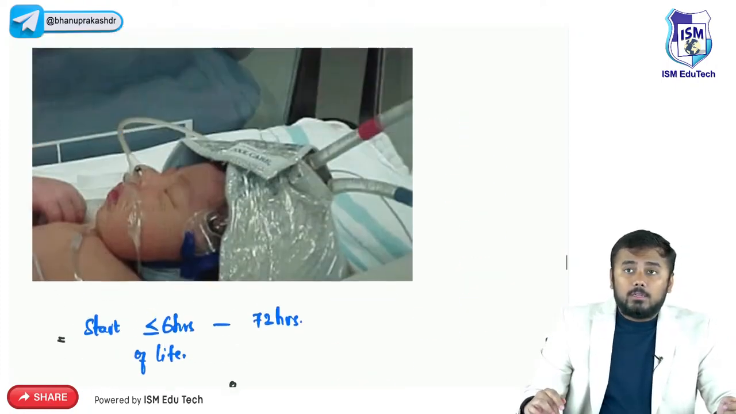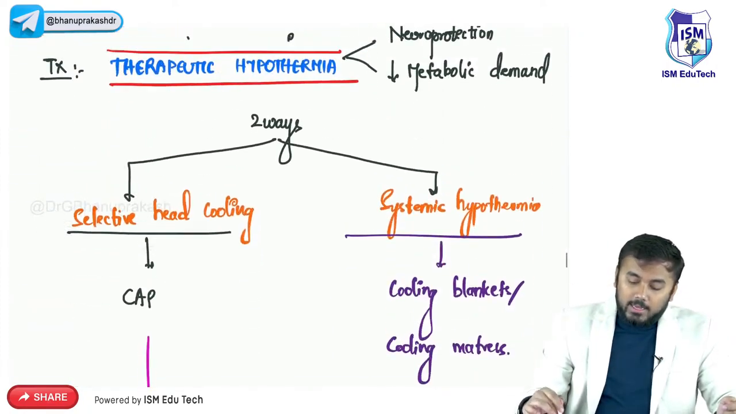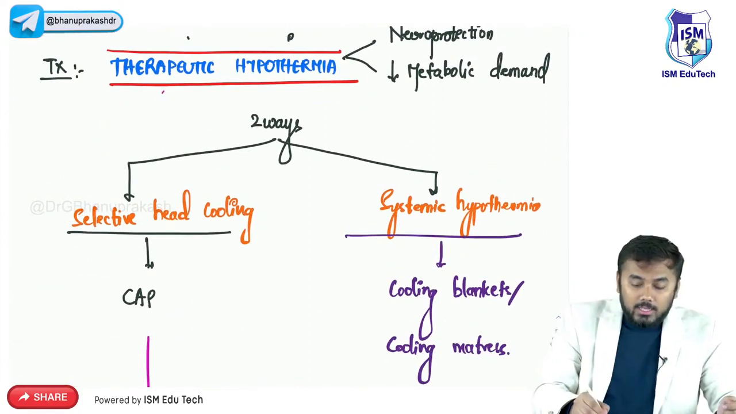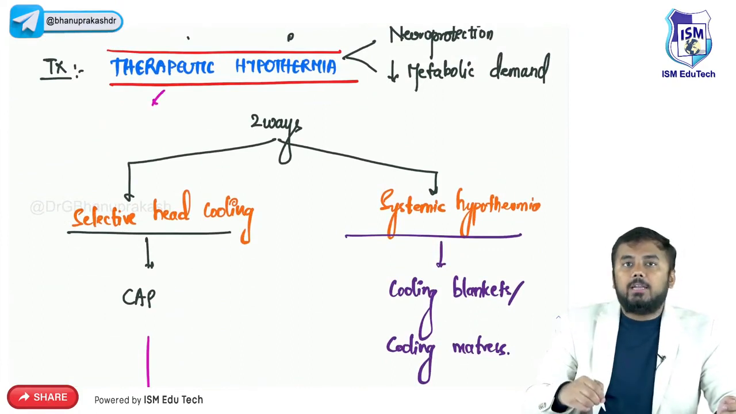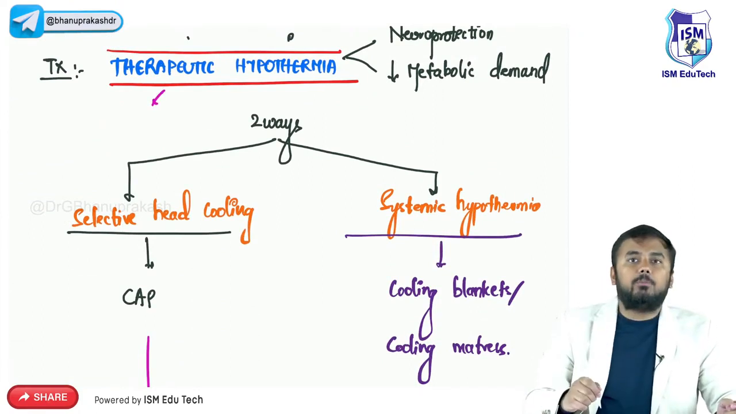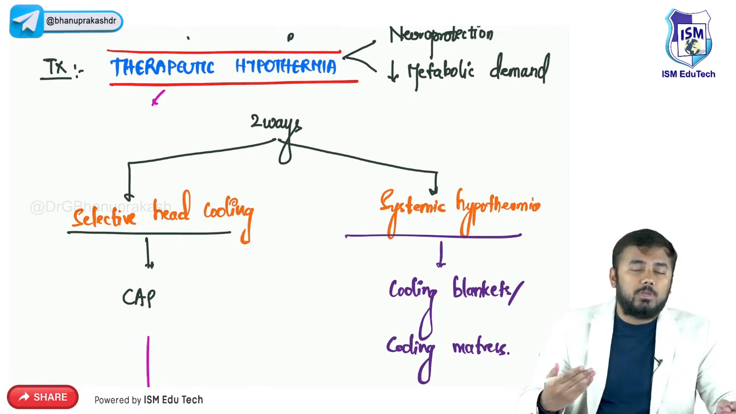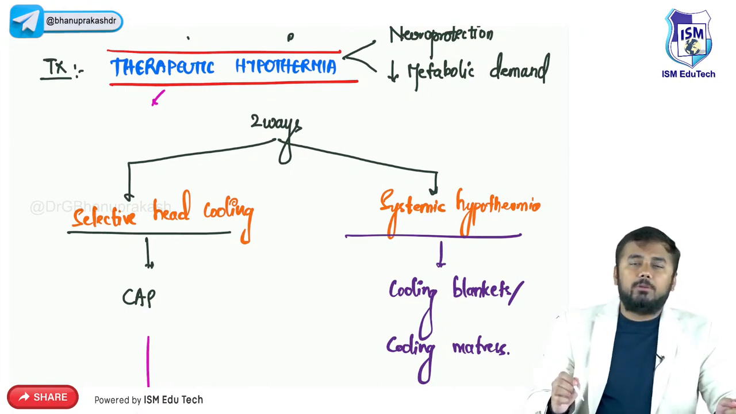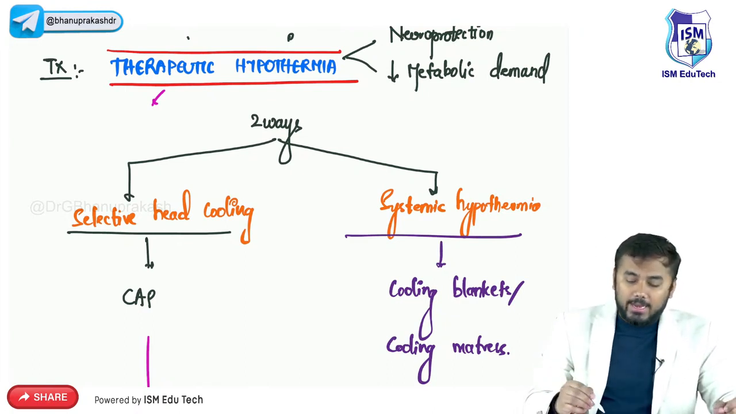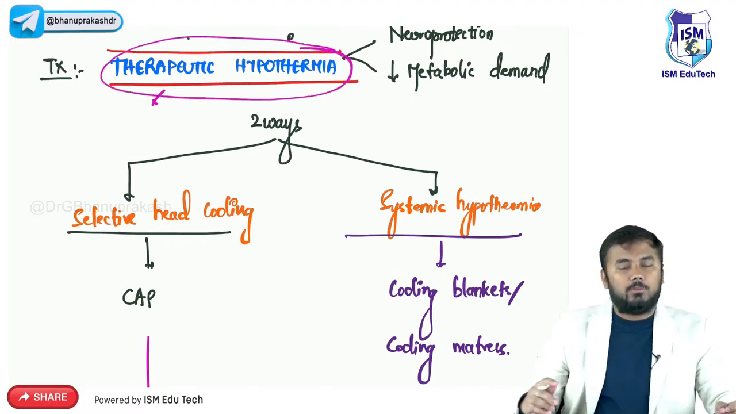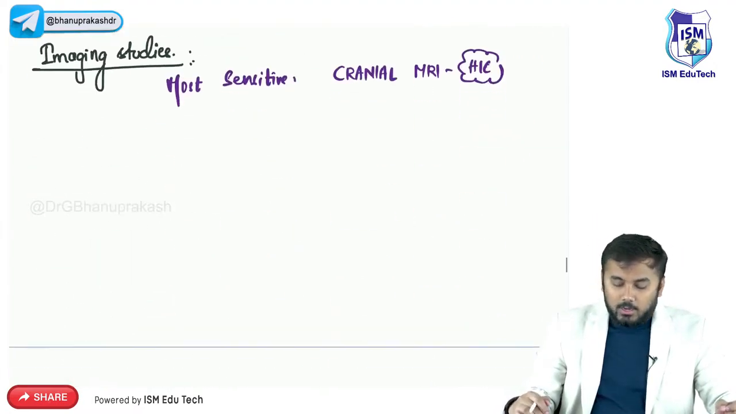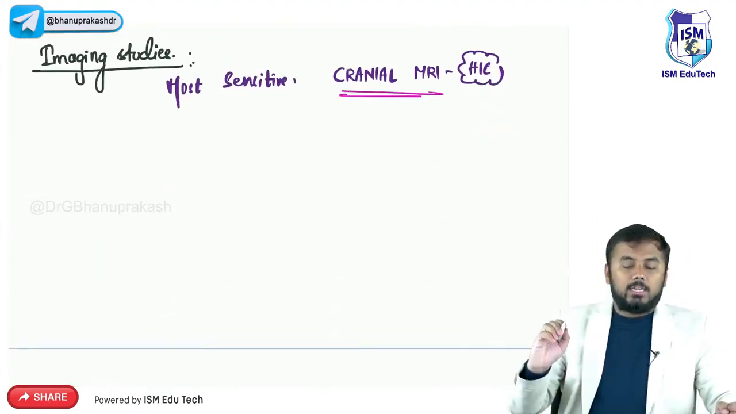Okay, and guys remember one thing, this therapeutic hypothermia, in the right now updated protocol also, is the only treatment for moderate to severe cases of hypoxic ischemic encephalopathy. The only management which you give right now is therapeutic hypothermia. Okay? Right, let's go. Now how does an MRI scan look?